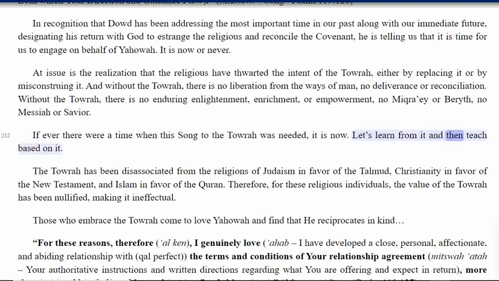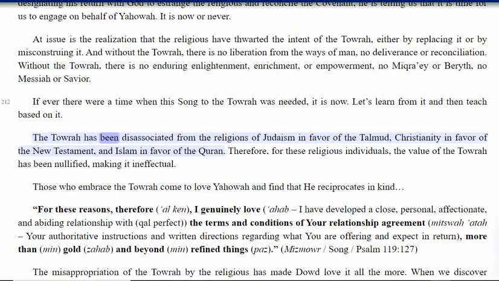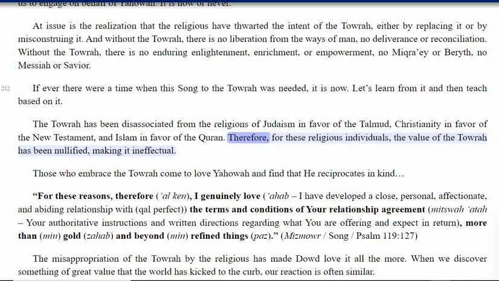Let's learn from it and then teach based on it. The Torah has been disassociated from the religions of Judaism in favor of the Talmud, Christianity in favor of the New Testament, and Islam in favor of the Quran. Therefore, for these religious individuals, the value of the Torah has been nullified, making it ineffectual.